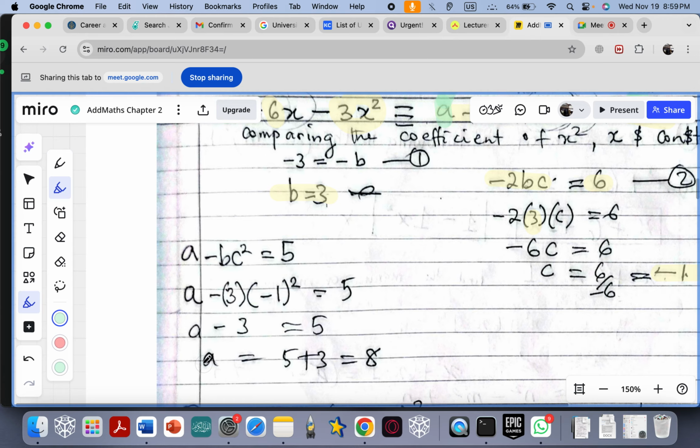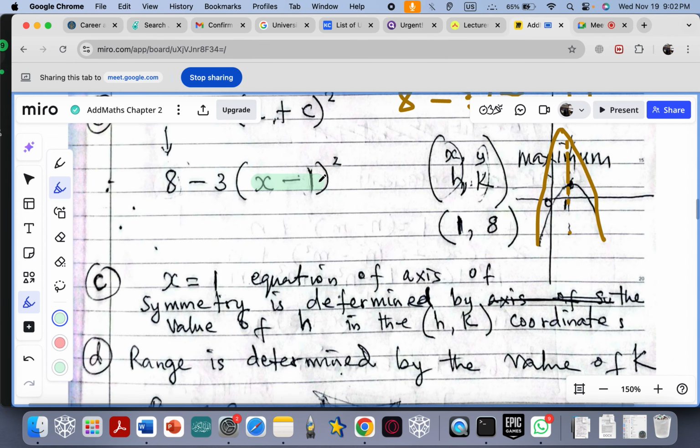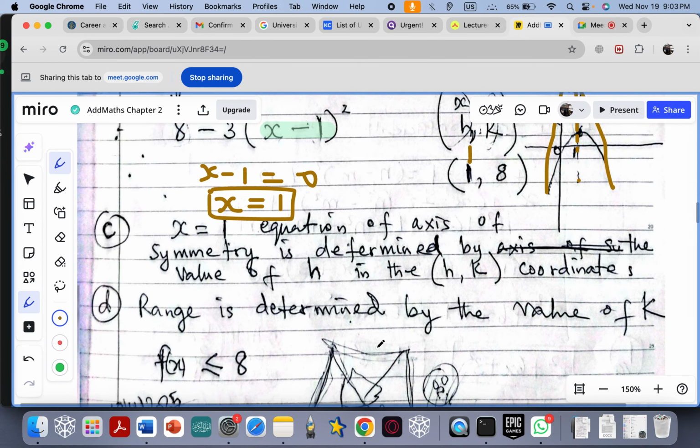The second one, we solved the second one. The third one says we should write the equation of the line of axis of symmetry. This is how you get your axis of symmetry. You say x minus 1 equal to 0. So you bring this value of h. So x equal to 1 is the equation for the axis of symmetry.